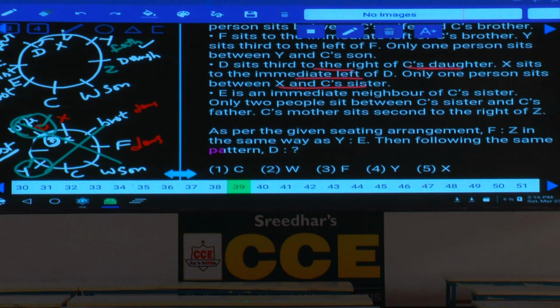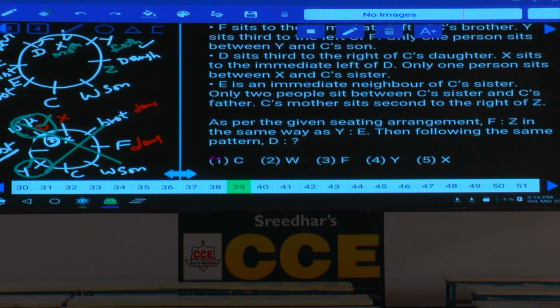And C's mother sits second to the right of Z. As C's mother sits second to the right of Z, tell me who is that person? X is that person. X is the mother of this person. Done with this? Now this is about the circular arrangement along with the blood relation, and all the relations are pertaining to a single person.